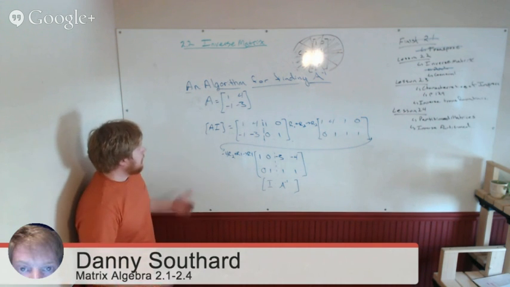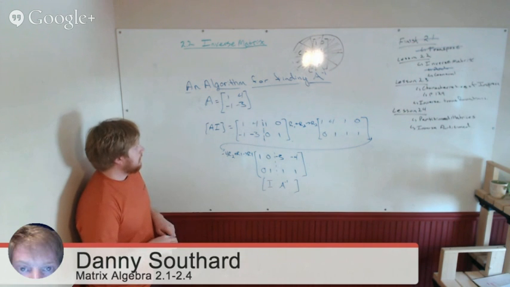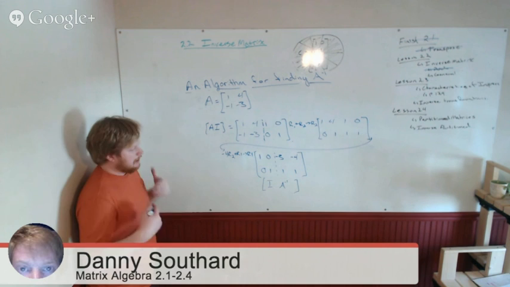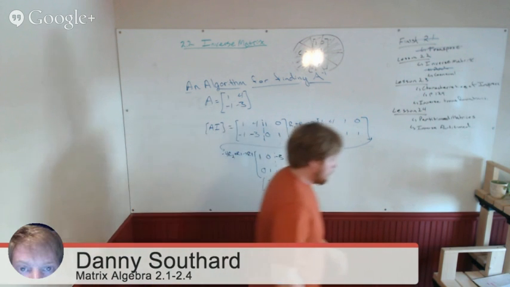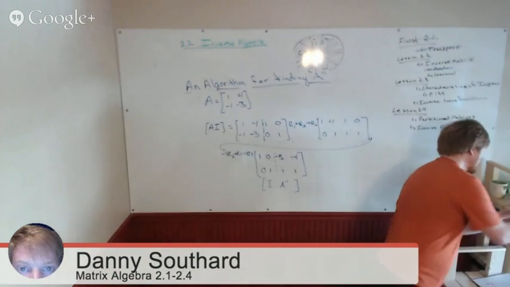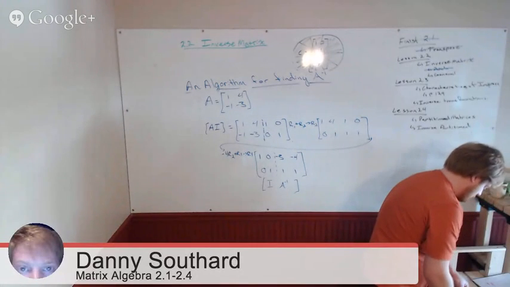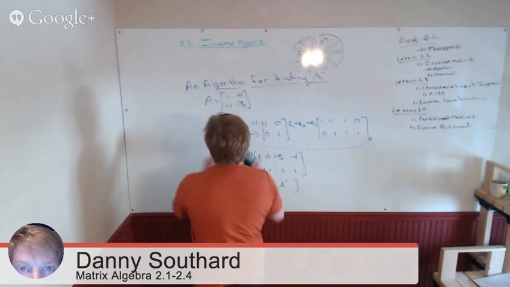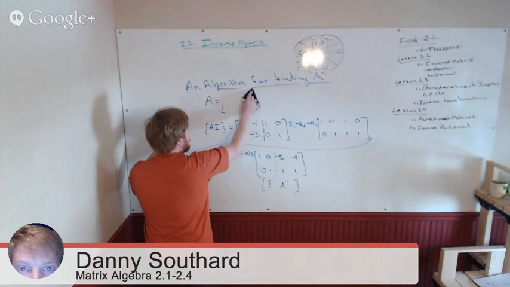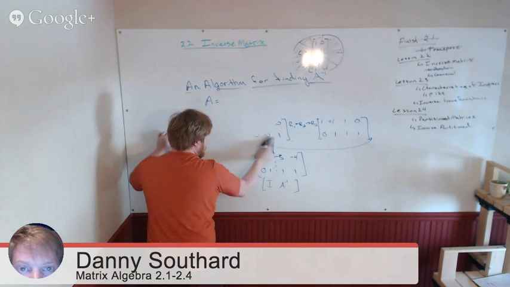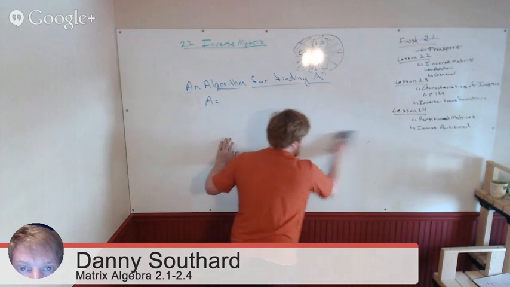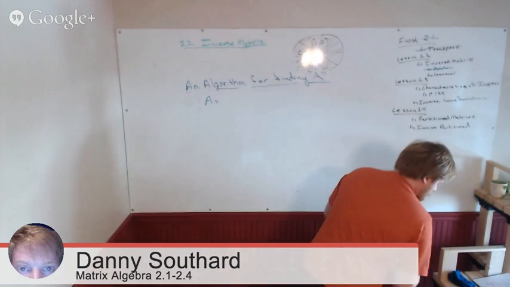Okay, so there's my algorithm for finding the inverse of A. Now, obviously, we did that with a 2x2 matrix, but it could be done with a 3x3 matrix or something higher. So let's look at an example of that. That was the point of finding this algorithm: not every matrix is 2x2, and we still need to be able to find inverses.